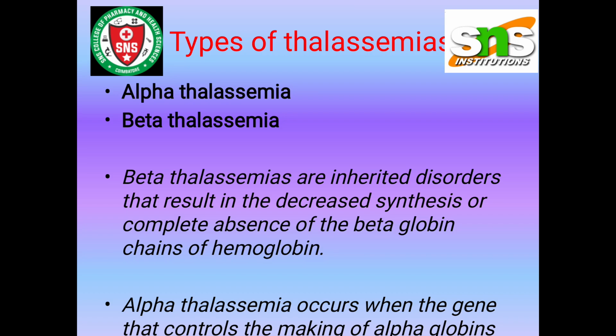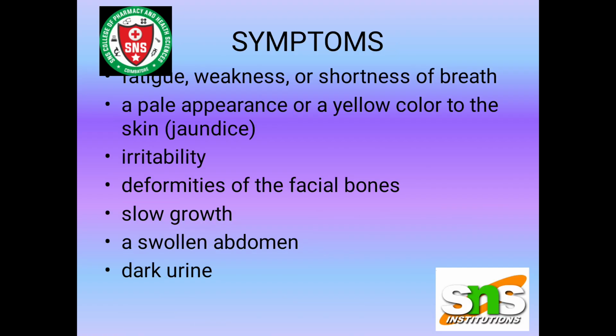So, types of thalassemias: alpha thalassemia and beta thalassemia. Beta thalassemias are inherited disorders that result in the decreased synthesis or complete absence of the beta globin chains of hemoglobin. Alpha thalassemia occurs when the gene that controls the making of alpha globins is affected.